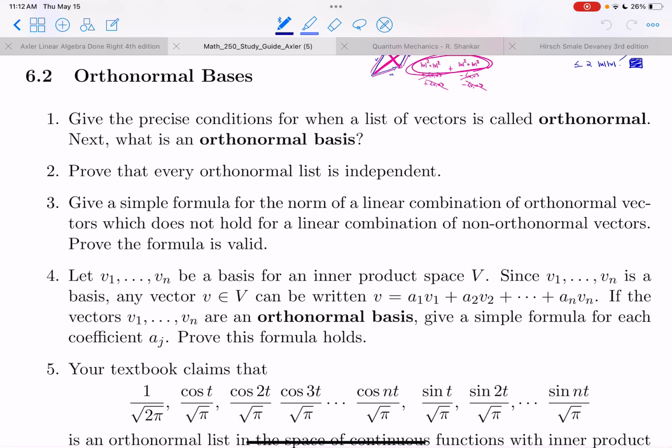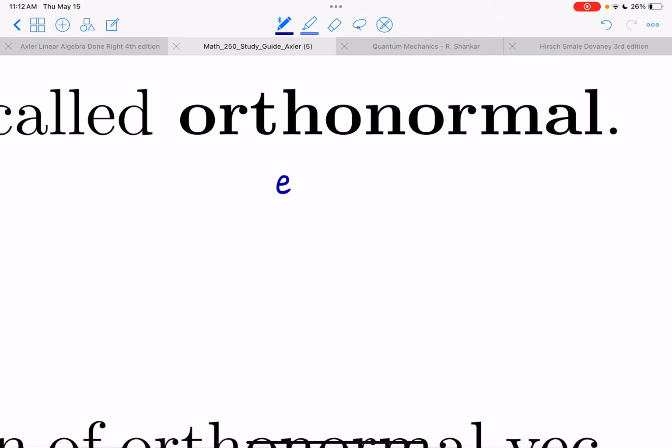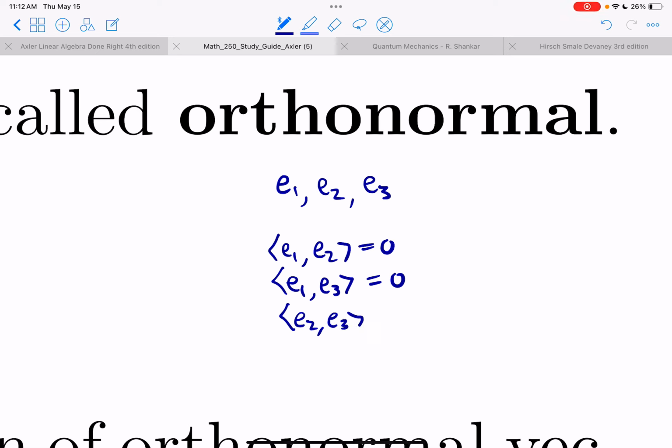Okay, hi everyone. So, orthonormal bases. When are vectors orthonormal, and what's an orthonormal basis? Vectors e1, e2, e3 are orthonormal if they're all orthogonal, so the dot product of e1 and e2 is 0, and so on. And normal means normalized to be unit length. So the norm of e1 should be 1, e2 should be 1, e3 should be 1.